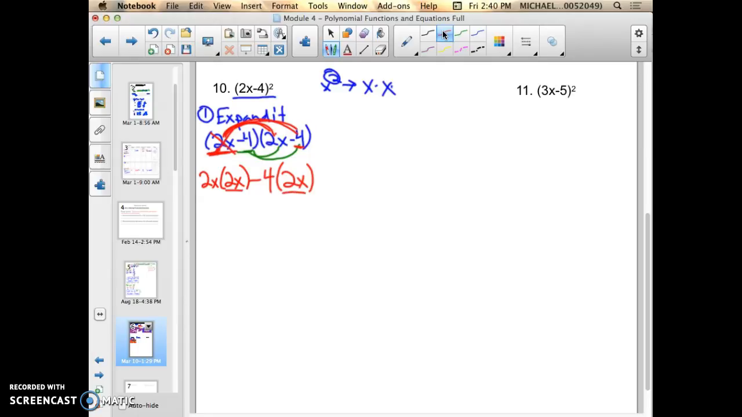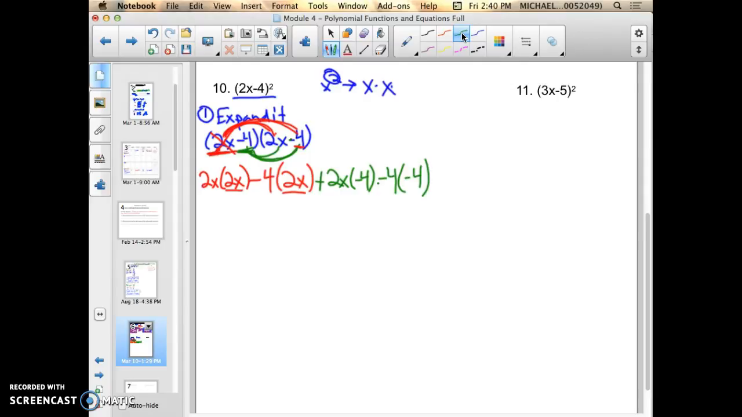I move on and I'll do this in green. My next term of the first binomial, negative 4 times 2x. And this 2x is positive, so I do plus 2x times negative 4. And then finally, negative 4 times a negative 4. So in this case, this is a negative 4, and it's being multiplied by a negative 4. So I put minus 4 times negative 4. And I am done with the distribution thought process and actually writing it out to show my work.